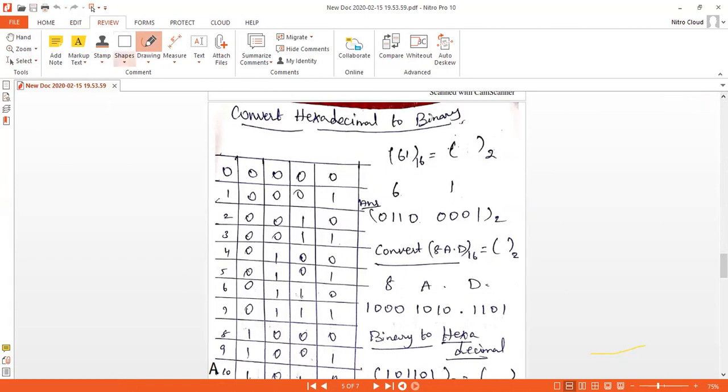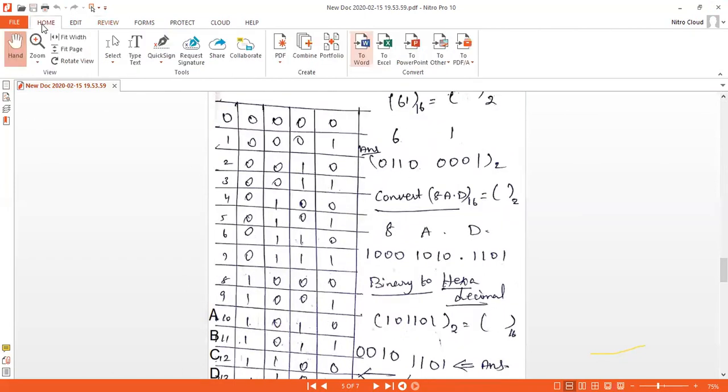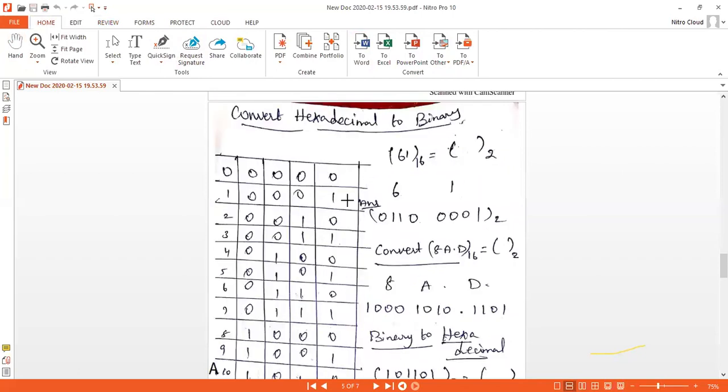So hexadecimal to binary. When the base value is 16, how to convert it to binary?